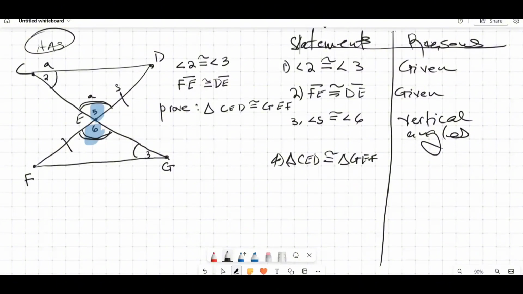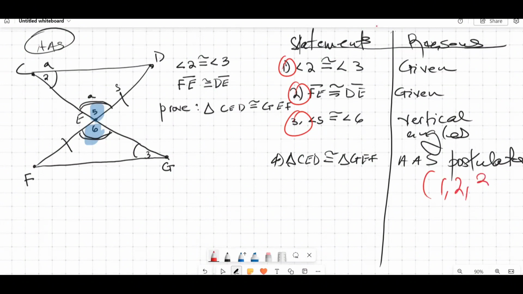And my reason would have been that AAS, angle, angle, side postulate. All right? Angle, angle, side postulate right there. And let us see if we could identify what we have. We have number 1, number 2, oh, 1, 2, 3. So this was actually a nice 1, 2, 3 here. We have 1, 2, and 3. Those were the proof that we got to concretize the idea.